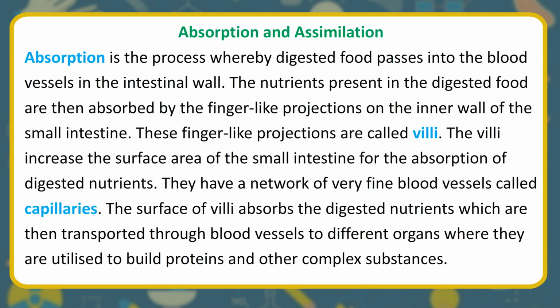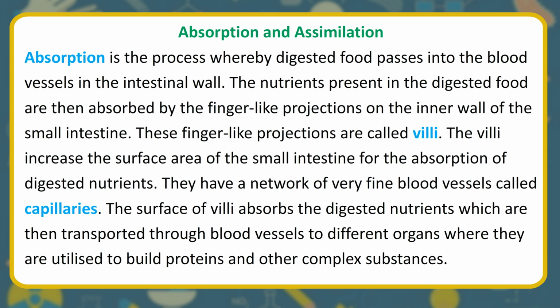Absorption and assimilation. Absorption is the process whereby digested food passes into the blood vessels in the intestinal wall. The nutrients present in the digested food are then absorbed by the finger-like projections on the inner wall of the small intestine. These finger-like projections are called villi. The villi increase the surface area of the small intestine for the absorption of digested nutrients. They have a network of very fine blood vessels called capillaries.